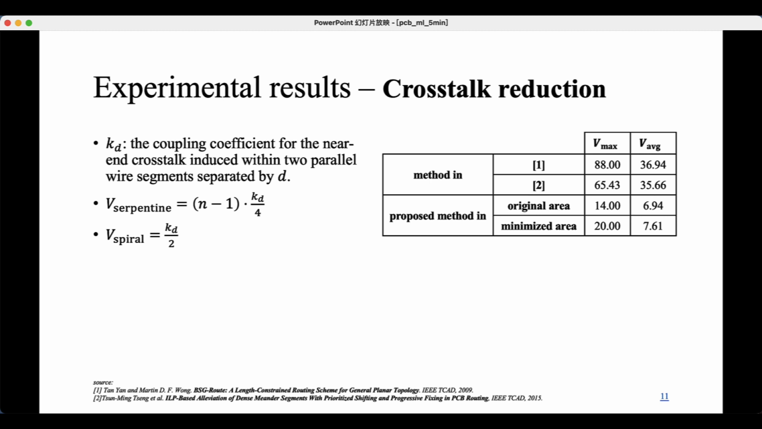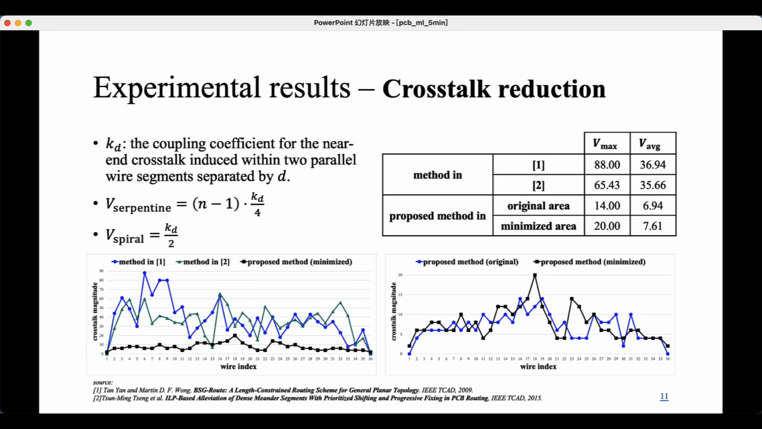For case 6, we calculated the crosstalk magnitude of each wire for each routing result. As shown in the table, our method significantly decreases the maximum and average crosstalk magnitudes. Further, the figure on the left shows that the crosstalk in our routing results is significantly lower than that of other methods for almost every wire.